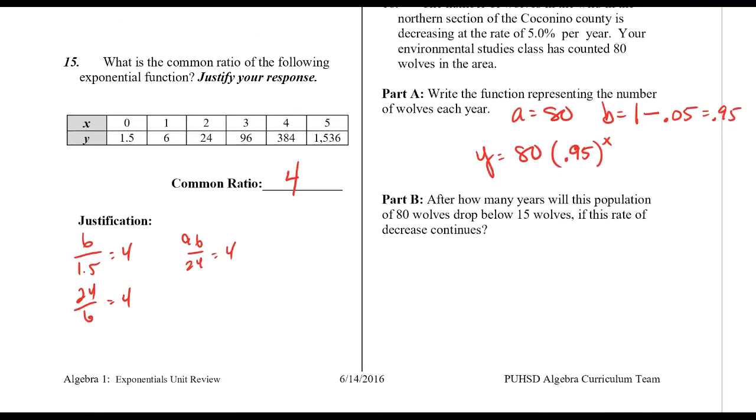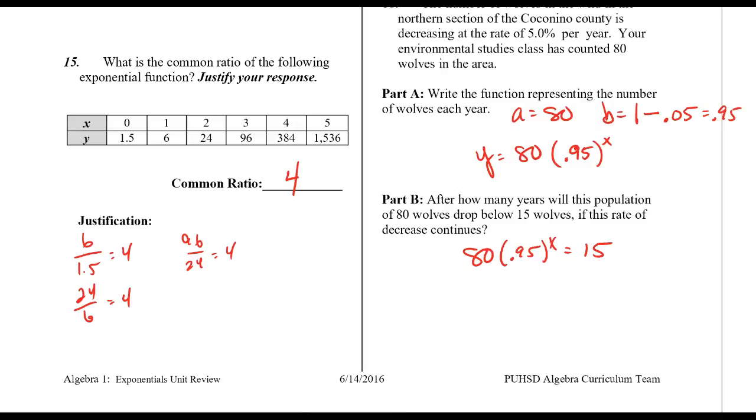Part B, after how many years will this population of 80 wolves drop below 50 wolves if this rate of decrease continues? So we want to know where our function 80 times 0.95 to the x is equal to 50, or when does it pass 50 wolves? What value of x makes that happen? So you can start just plugging numbers in, which is fine. Not the best way to do it, but you certainly can.